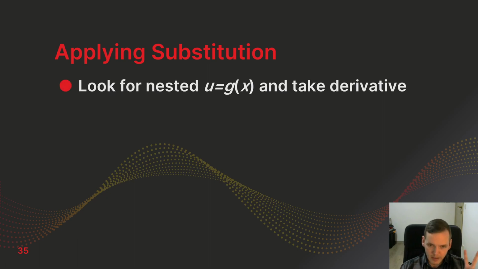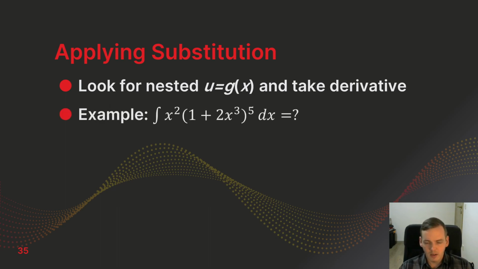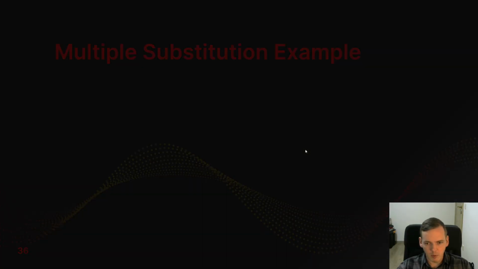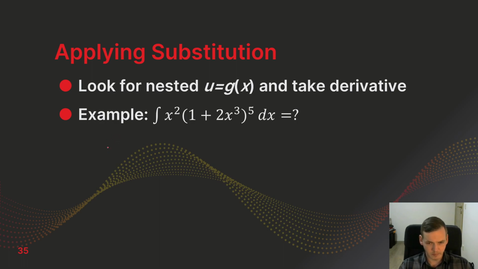So the trick here is to look for a nested function, u of g of x, and then take the derivative. And then we just work through. So for example, if we look here, we've got this function that's nested because we've got the fifth power. So we're going to call u equals g of x, and you can use g of x, you can use u, it's up to you, equals 1 plus 2x cubed. I prefer using u because then I can say du by dx is equal to, what's the derivative of this? It's going to be 0 plus 6x. So if I rearrange this algebraically, I can get that dx is equal to du over 6x, sorry, it should be 6x squared.